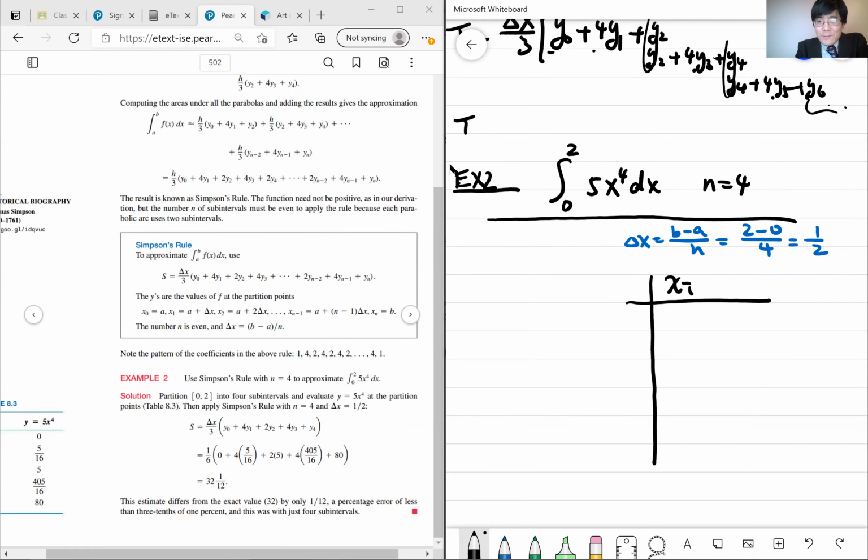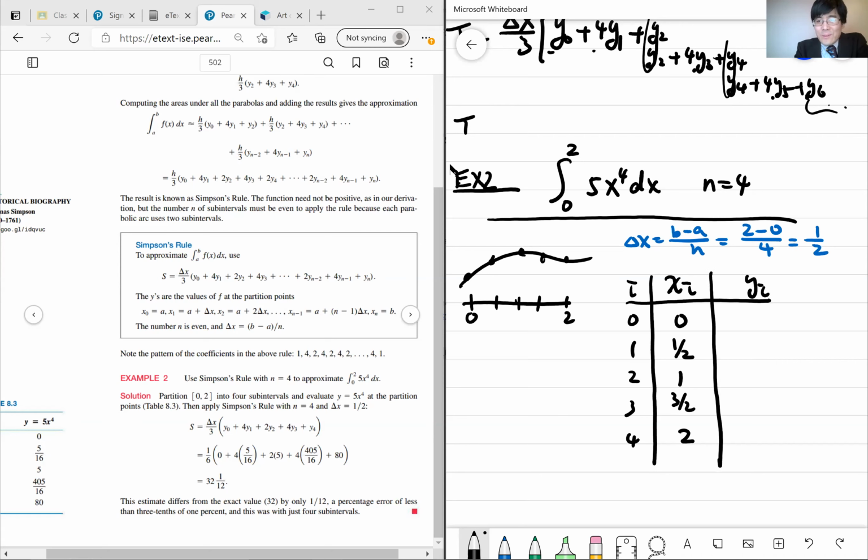Okay, so 0 through 2 split into 4 pieces. So the first number is 0, and the last number is 2. And you each go by 1/2. Increase 1/2, increase 1/2, increase 1/2, and increase 1/2. So those are the key points we are going to use. Okay. What are the y values at these points?